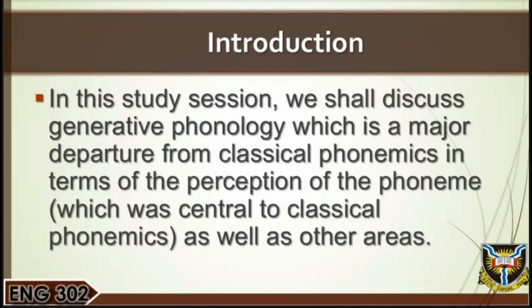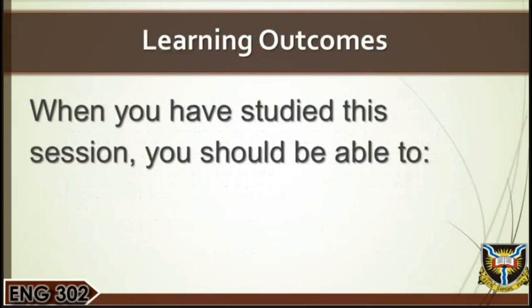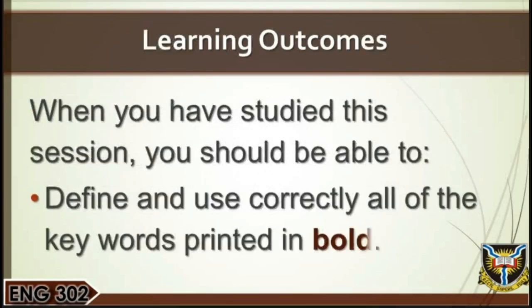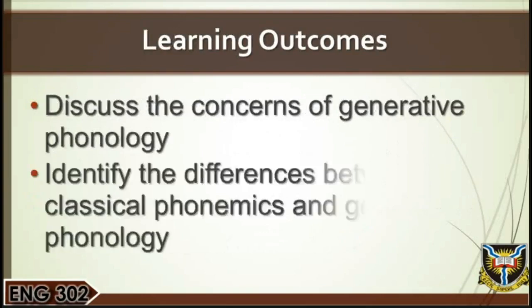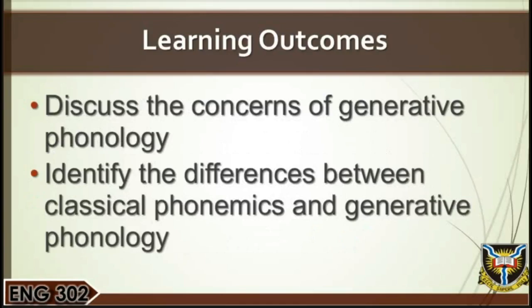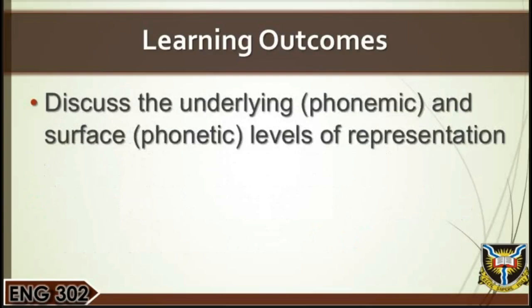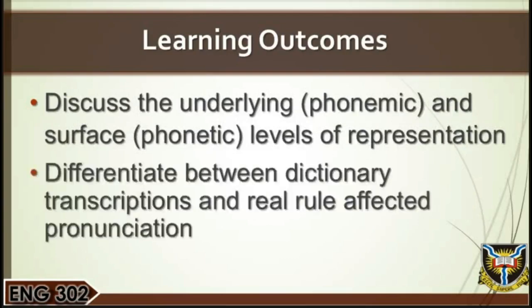Learning outcome for study section 4. When you are studying this section, you should be able to define and use correctly all of the keywords printed in bold. Discuss the concern of generative phonology. Identify the differences between classical phonemics and generative phonology. Discuss the underlying (phonemic) and surface phonetics. Level of representation. Differentiate between dictionary transcriptions and real rule affected pronunciation.